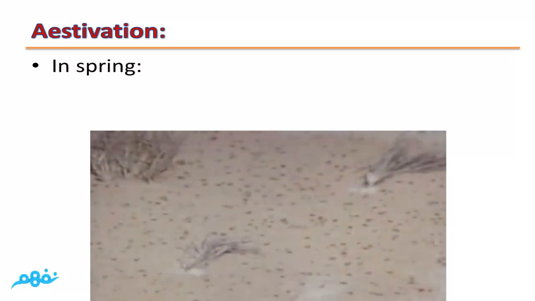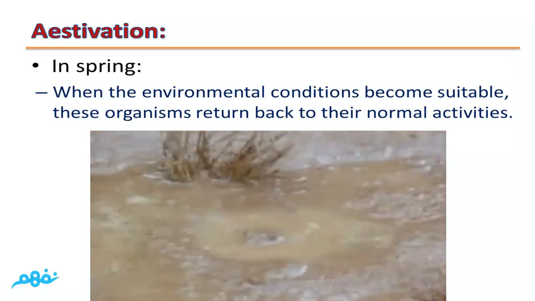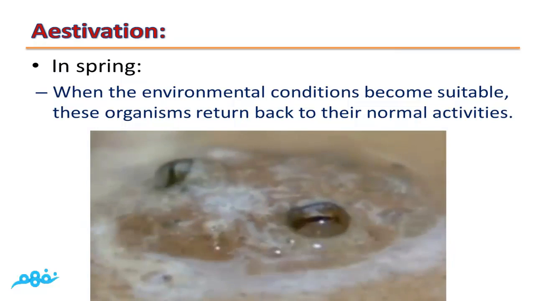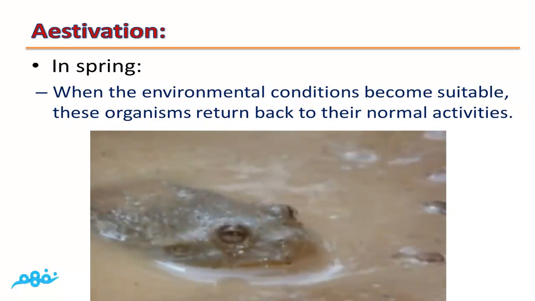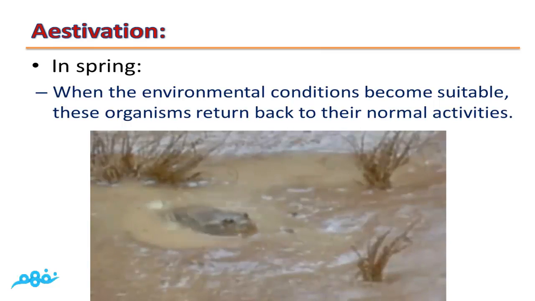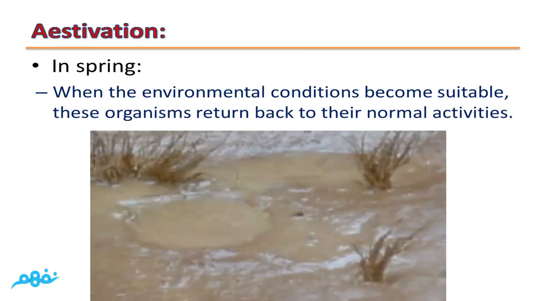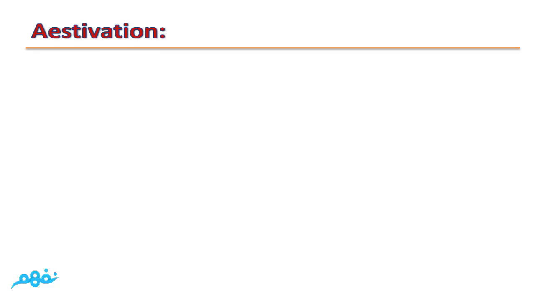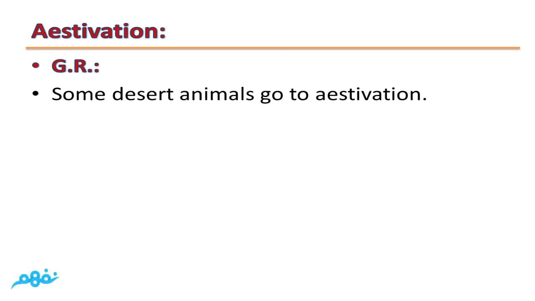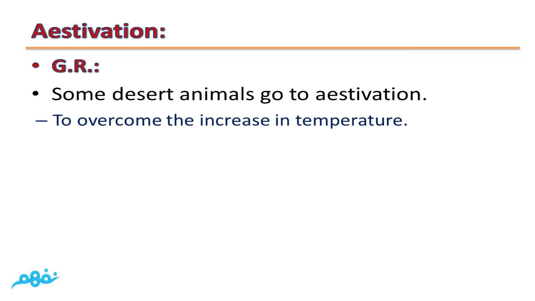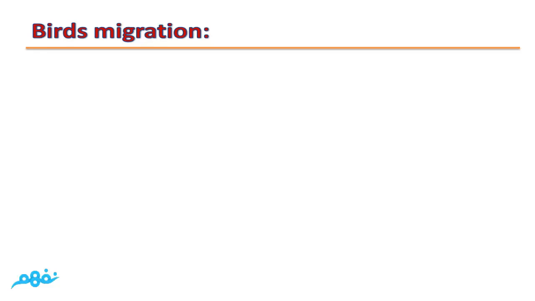In spring, when the environmental conditions become suitable, these organisms return back to their normal activities. Give reason: Some desert animals go to estivation to overcome the increase in temperature.